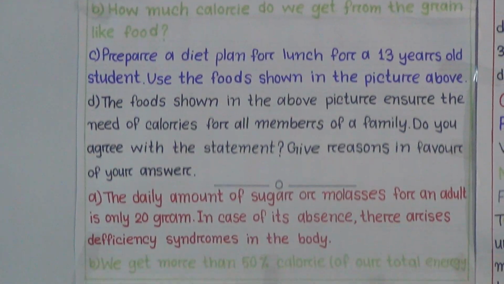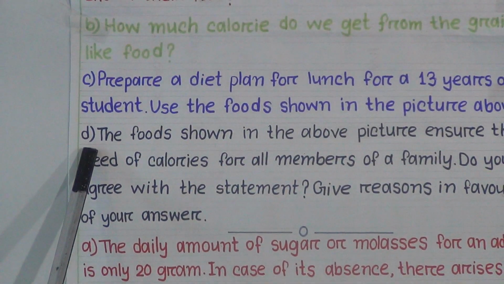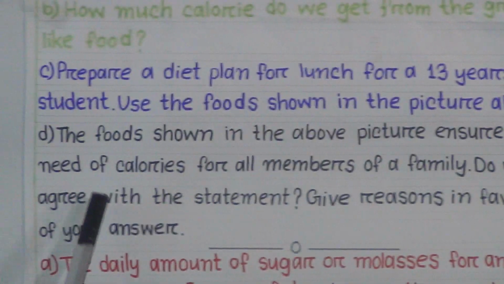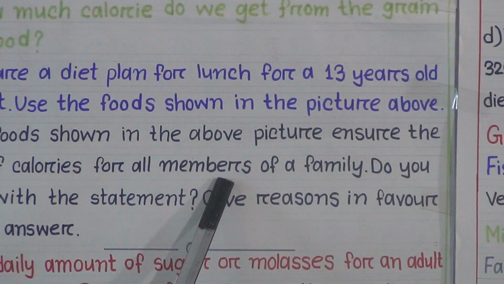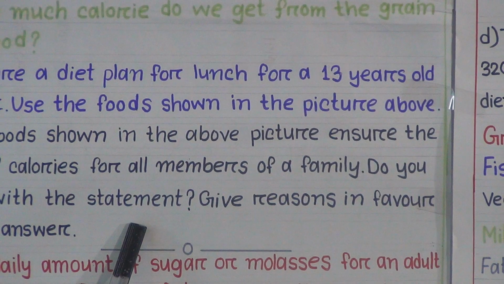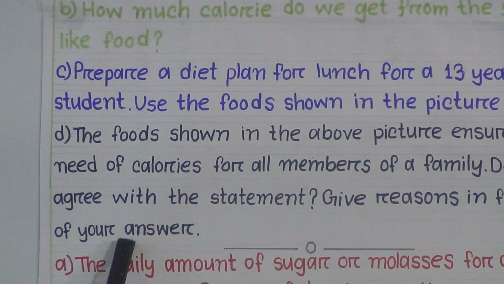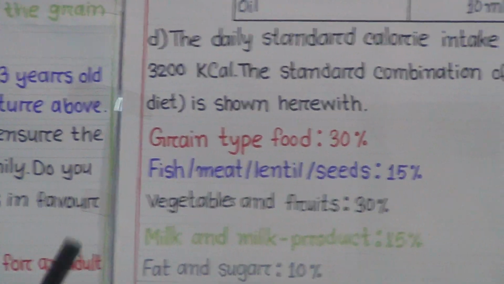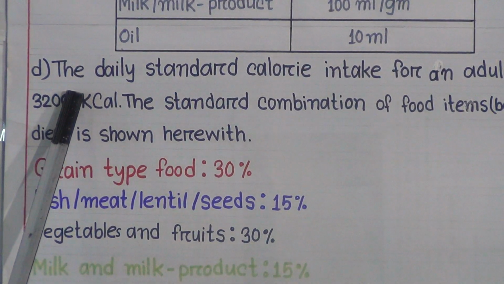Now come to number D. The question is, the foods shown in the above picture ensure the need of calories for all members of a family. Do you agree with the statement? Give reasons in favor of your answer. I have written the answer here. You can write like this.